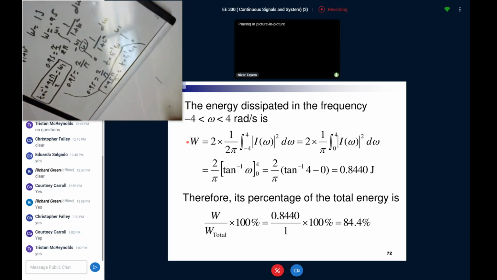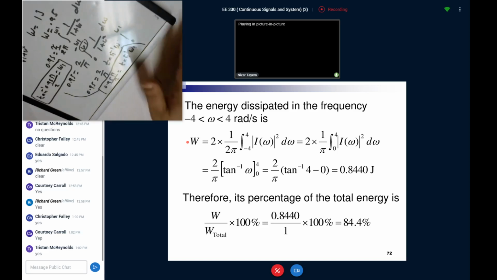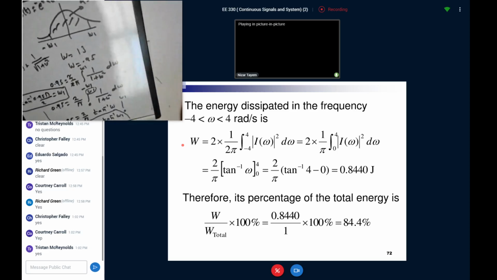Yes, sir. So either we can find out what the bandwidth is, or mainly we can find out the percentage of energy we have within a certain bandwidth. Okay. So by that, I think we really covered the Fourier transform thoroughly.